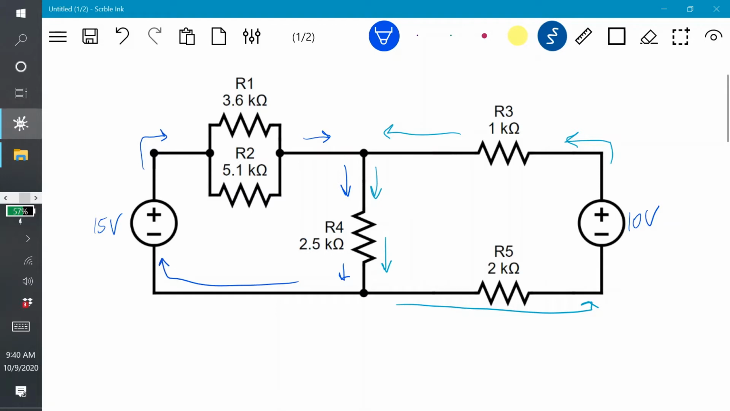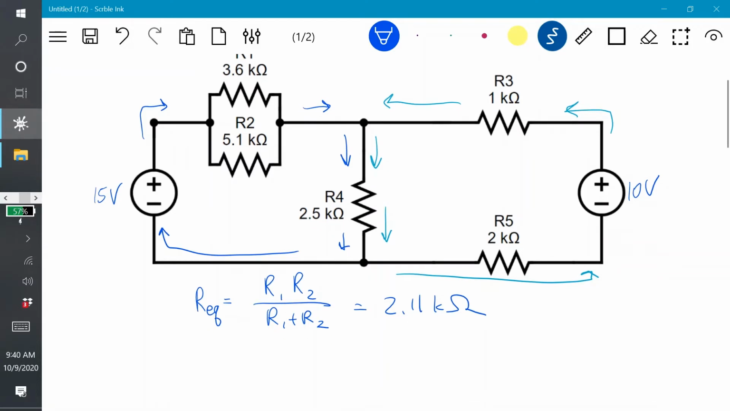Now to do this we're going to use the mesh current analysis. So let's set up KVL for this equation. But first I noticed that these two resistors are in parallel, so I want to simplify that. So I want to write R equivalent, and that's just going to be the product of R1, R2 over the sum R1 plus R2, and that's going to be about 2.11 kilo ohms.